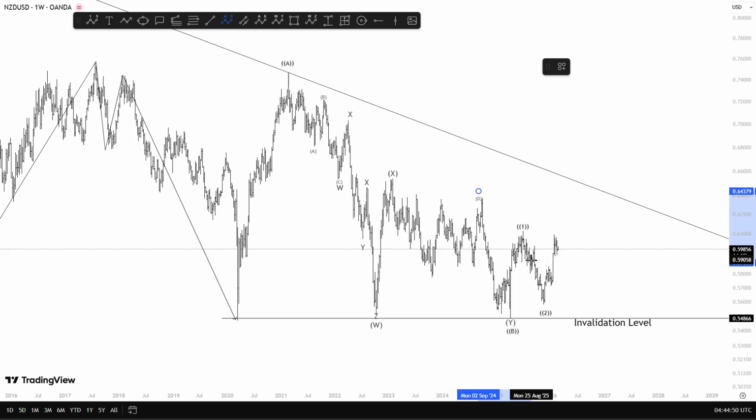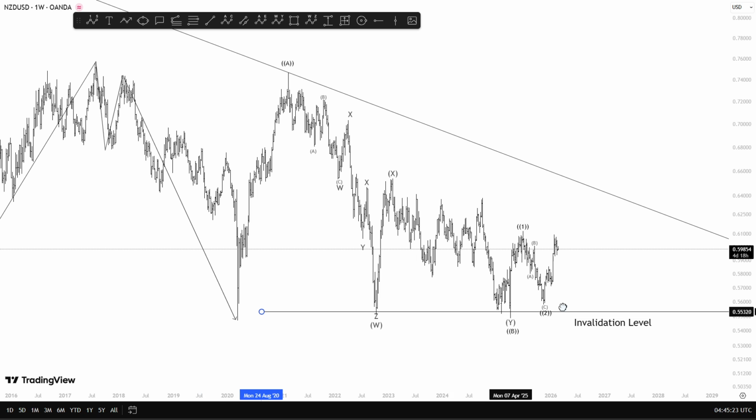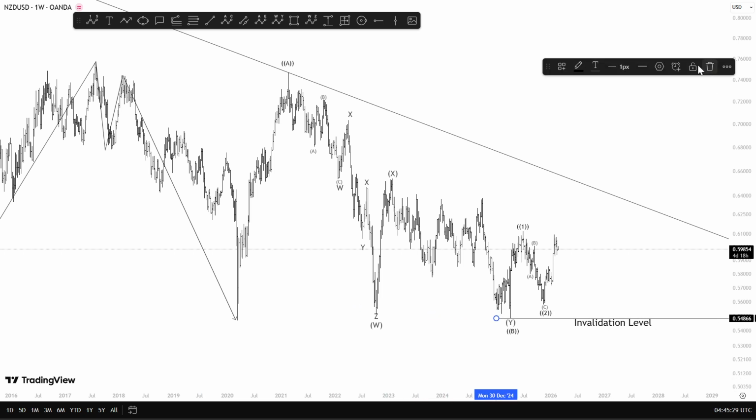Let's give it a level. It is A, B, and C, which is 335. 335 is for flat, which means we have a clean flat corrective structure after the impulsive wave, and the validation level is now around this range. These are validation levels.